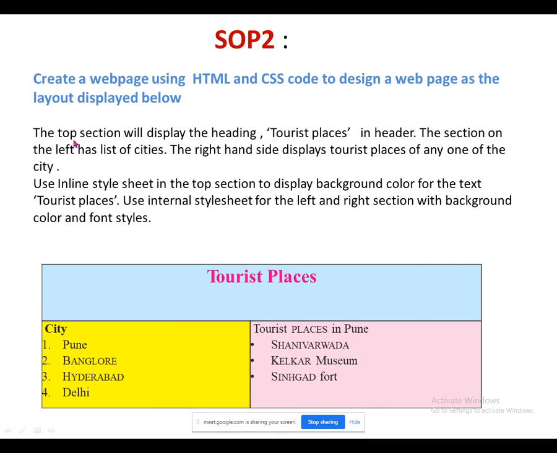Okay, so as per the question, the top section you have to create, the left section you have to create, and the right section you have to create. Okay, so the top section will display the heading, that is to read places in header. Okay, so from here you can manage. Yes, it's from the header information, so I have to use the header tag over here.